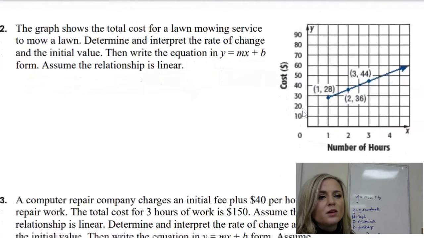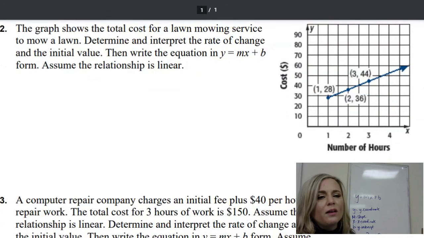Okay, let's go to number 2. All right. So this says the graph shows the total cost for a lawn mowing service to mow a lawn. Determine and interpret the rate of change and the initial value. Then write the equation in y equals mx plus b form. Assume the relationship is linear.